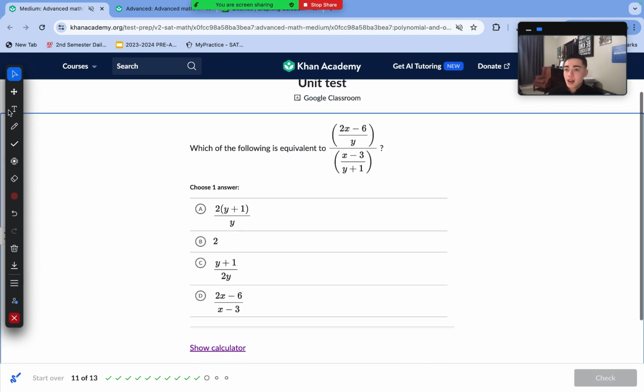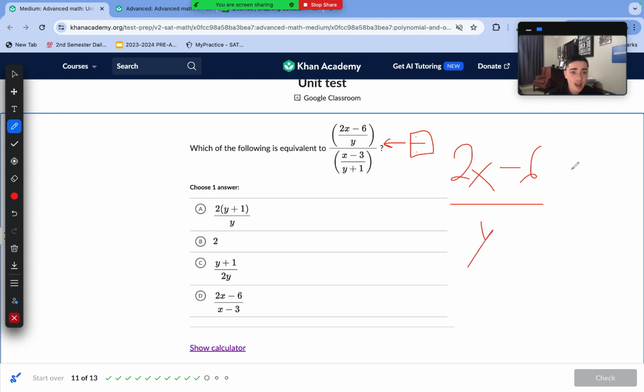With this question, we need to understand that this division bar can just turn into the horizontal division sign, and then we can change flip to find our answer. So 2x minus 6 over y divided by x minus 3 parentheses y plus 1. To solve this, we can change flip.